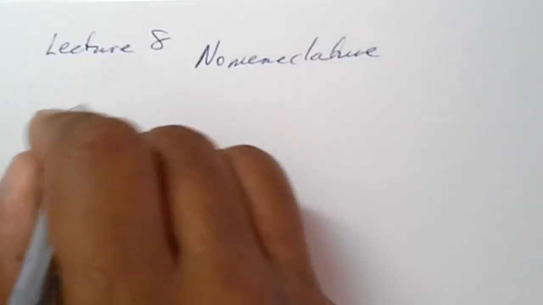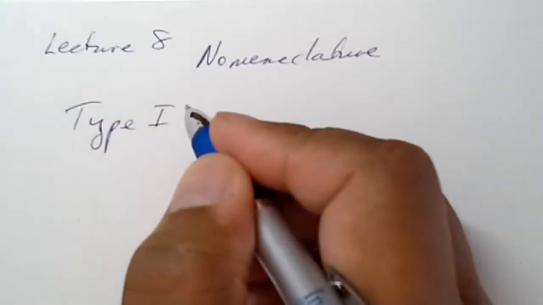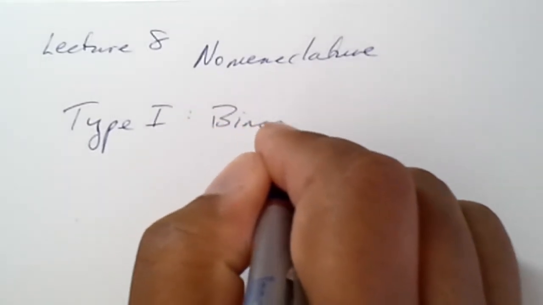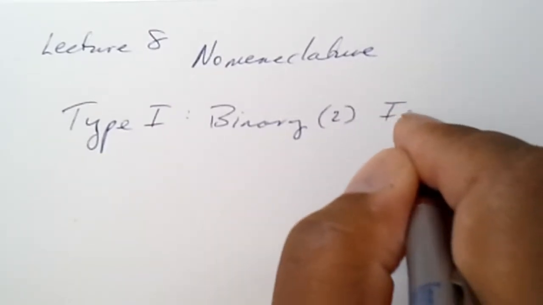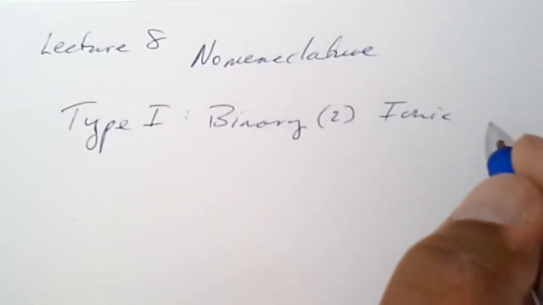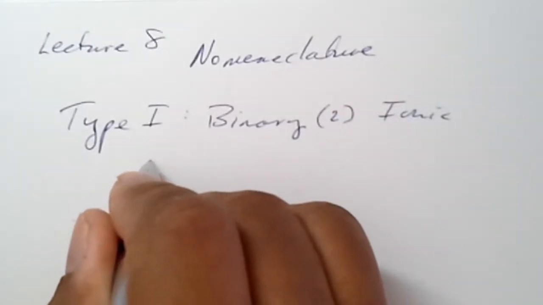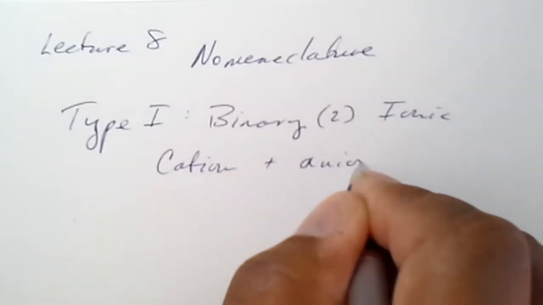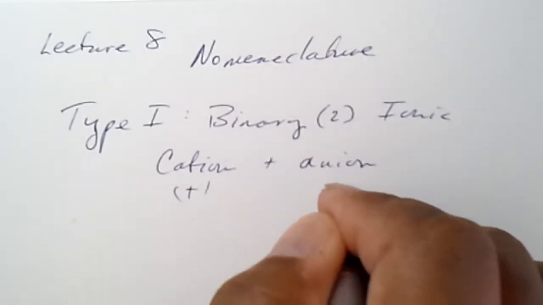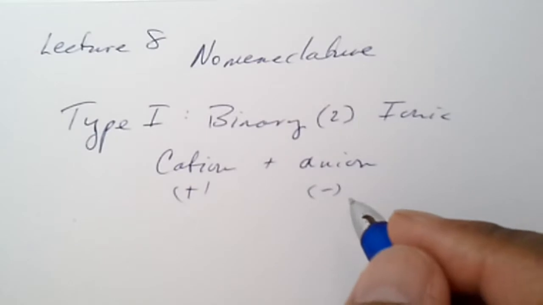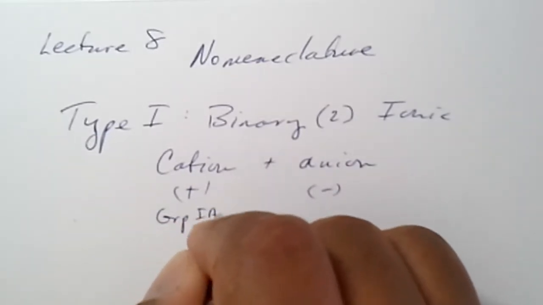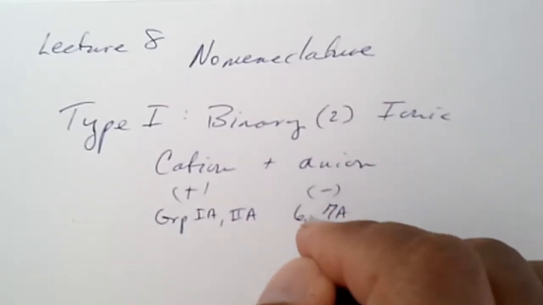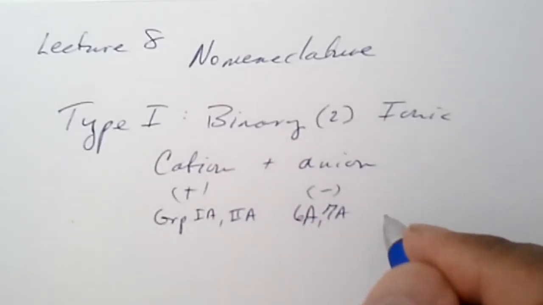So we're going to begin by talking about the first type of chemical compound, which are binary, meaning two, ionic compounds. These are typically the cation plus the anion. Cation being positively charged, anion being negatively charged. The cations are typically in groups 1A and 2A in the periodic table. The anions are in 6A and 7A on the periodic table.